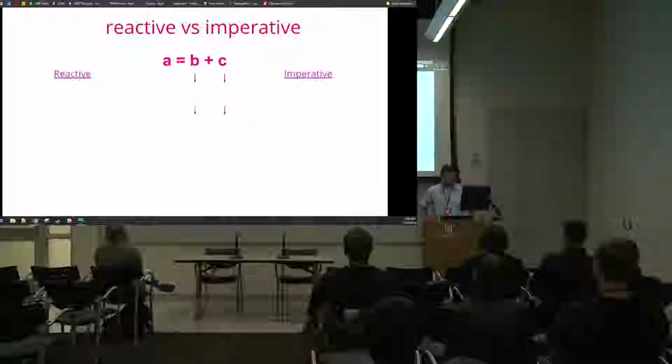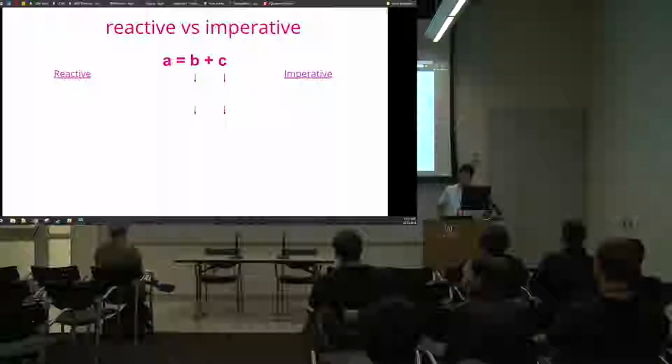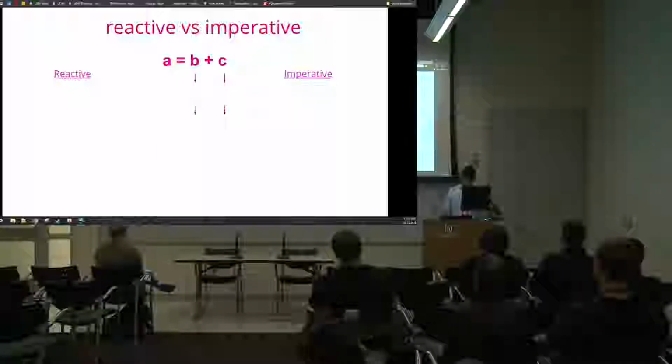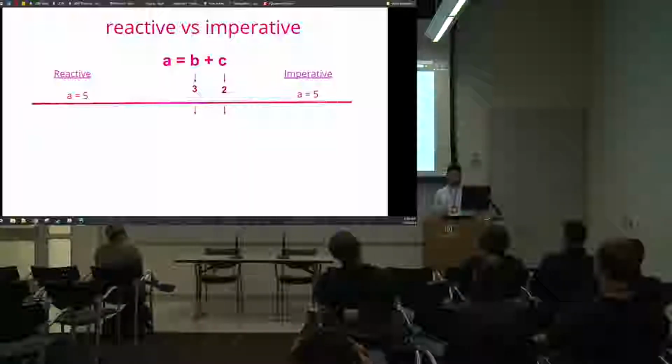Okay, so reactive versus imperative. Kind of a higher level example. So let's say we have an equation A equals B plus C, and we want to evaluate it for A. So next values, 3 and 2. For our reactive programming on one side, A is equal to 5, imperative, A is equal to 5.